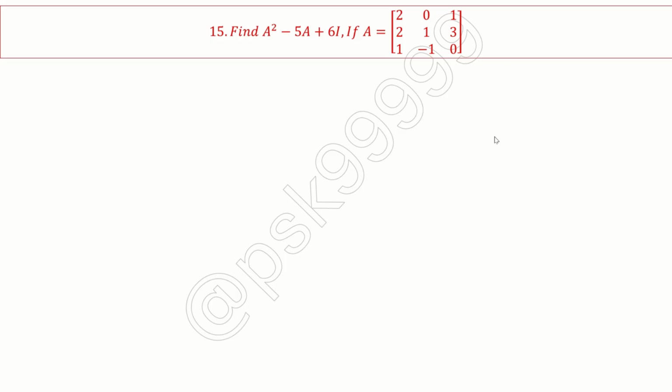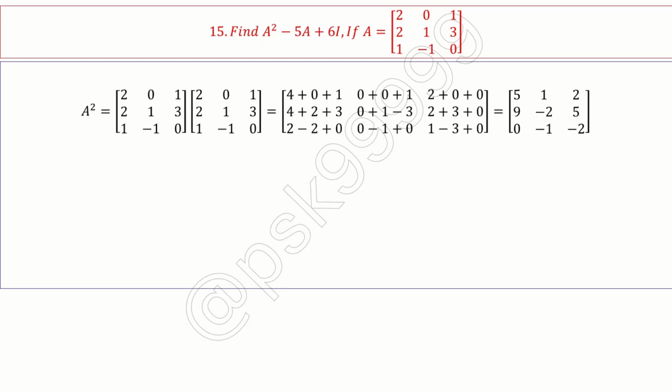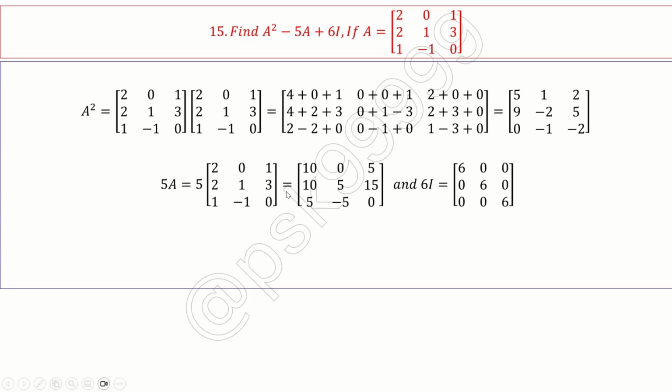Okay, now find A squared minus 5A plus 6I, with the value of A given. First you need to find A squared, which is A into A. So A squared is A into A, and this is the value of matrix A into A, that is A squared. Then minus 5A. 5A is 5 times each element, so this is my 5A. 6I is 6 times each element in I, so this is my 6I.